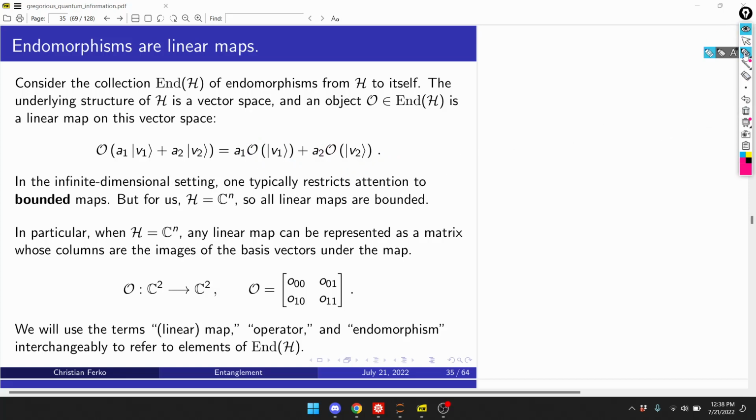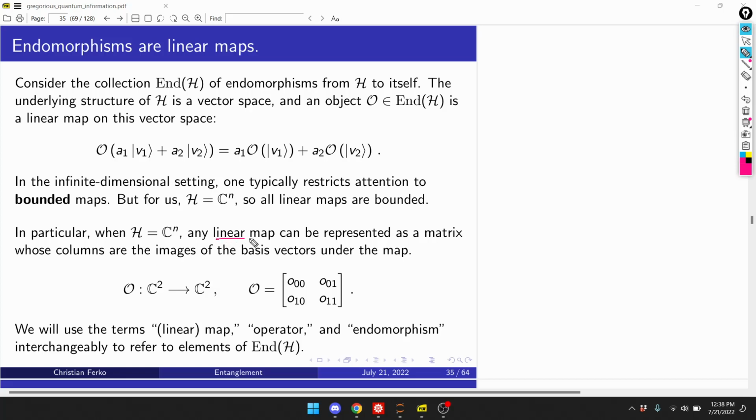Now again, my nod to the infinite dimensional case is the following: in infinite dimensions, you normally have to restrict attention to bounded maps. But in the finite dimensional case where H is C^n, every linear map is bounded, and in particular, the number that bounds it is just its largest eigenvalue. So all linear maps are bounded. So we don't have to think about that.